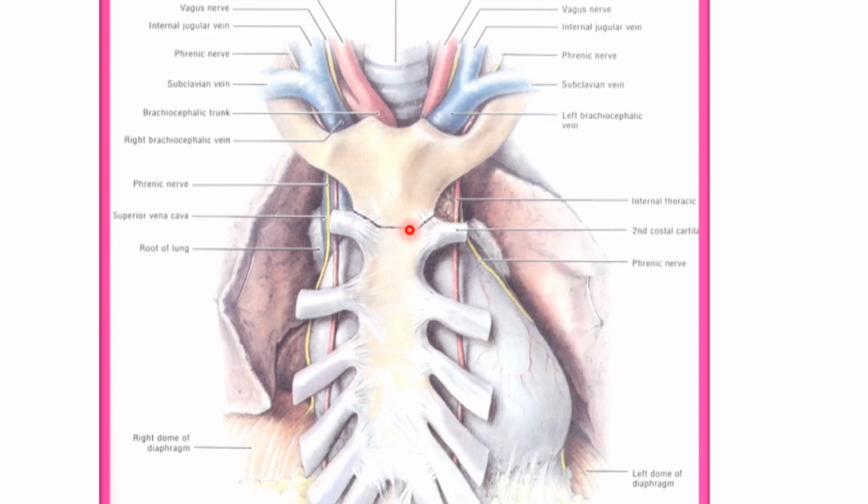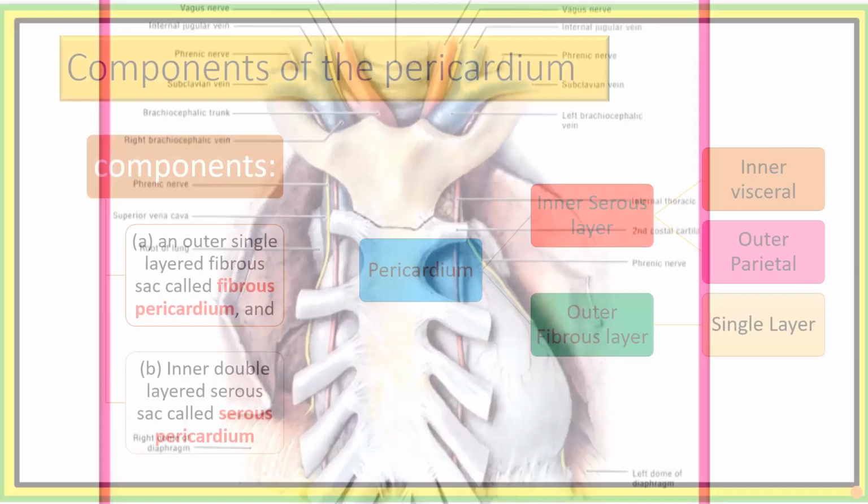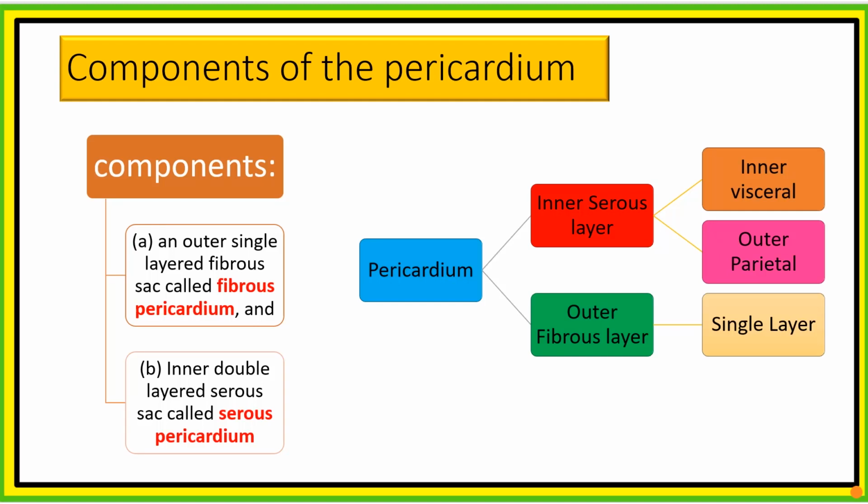Here we are seeing it lying deep to the sternum and also the costal cartilages, which we said is the second to the sixth. And we also will be seeing it lying anterior to the vertebral bodies, and in this case thoracic bodies, between T5 and T8 vertebra. We'll look at the components of the pericardium.